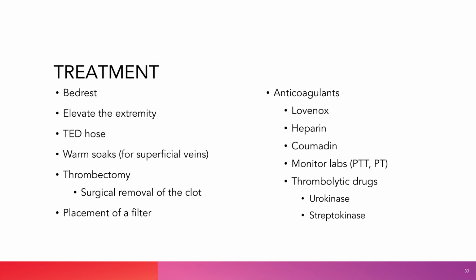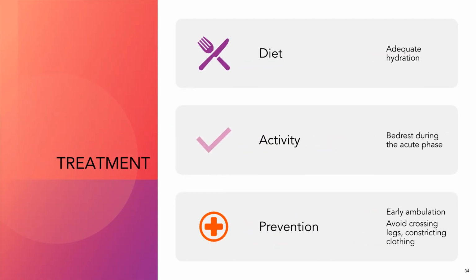Treatment for DVT involves bed rest, elevating the extremity, and using TED hose. For superficial veins, warm soaks may be applied. Other interventions include thrombectomy, which is the surgical removal of the clot, and the placement of a filter. Anticoagulant medications like Lovenox, heparin, and Coumadin are vital in DVT treatment. Monitoring labs like PTT and PT is essential.